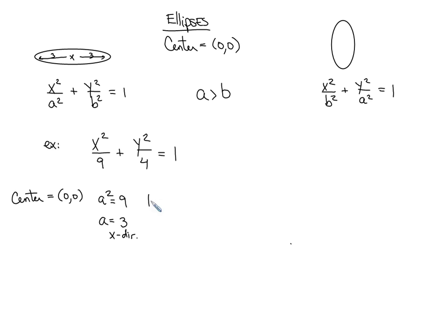What's our b squared here? What's b squared? 4, which makes b equal to 2. And that's going to be in which direction? Y. How do you know? Because it's underneath y, right? Simple enough. So this says we're going to go the square root of 9, which is 3 in the x direction each way, and the square root of 4 is 2 in the y direction each way. So now let's graph this thing.